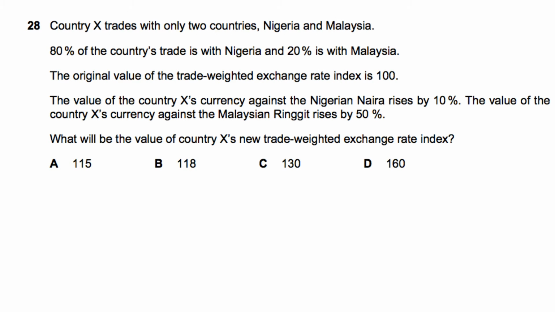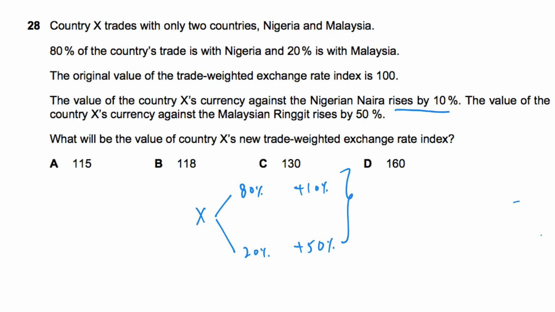This is question number 28. It says country X trades with only 2 countries, Nigeria and Malaysia. 80% of the country's trade is with Nigeria. So we'll do this. Country X is trading with Nigeria, where 80% of the trade is with Nigeria and 20% is with Malaysia. The original value of the trade weighted exchange rate is 100. The value of the country's currency against the Nigerian naira rises by 10%. So the appreciation is plus 10% against the Nigerian currency, and with the Malaysian ringgit, the appreciation is 50%. So what's the trade weighted exchange rate index?